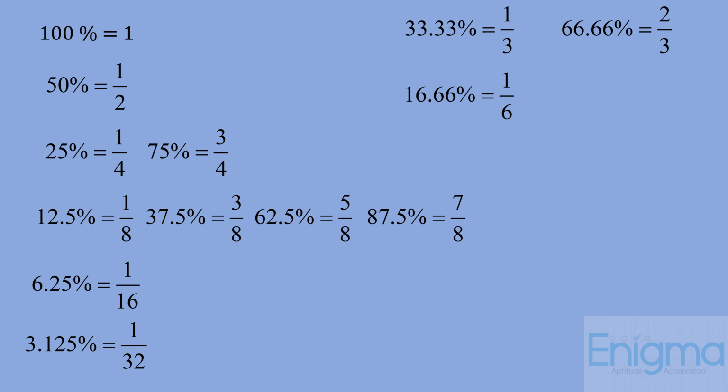16.66% is equal to 1 by 6. If we divide 33.33% equal to 1 by 3 by 2 on both sides, we get 16.66% is equal to 1 by 6. Another important value to remember is 83.33%. It is nothing but 5 by 6. Another important value is 8.33%. It is nothing but 1 by 12. Don't get confused between 8.33 and 83.33. Both are different.